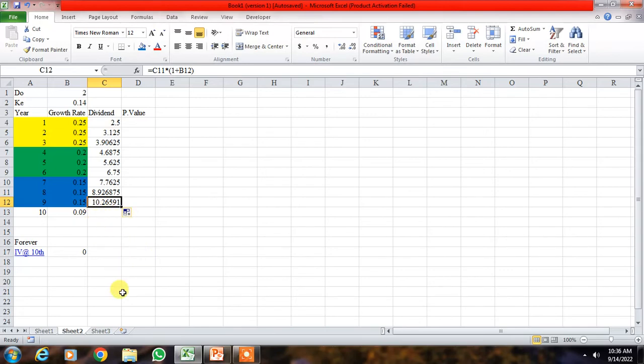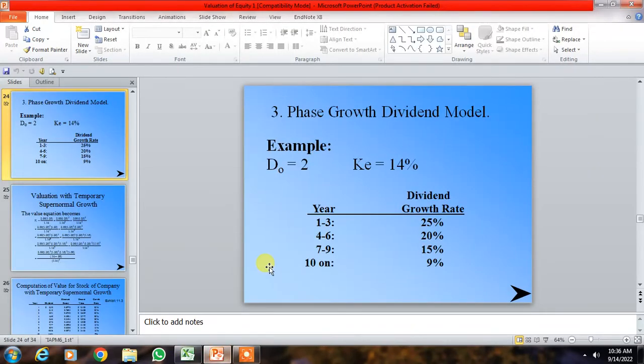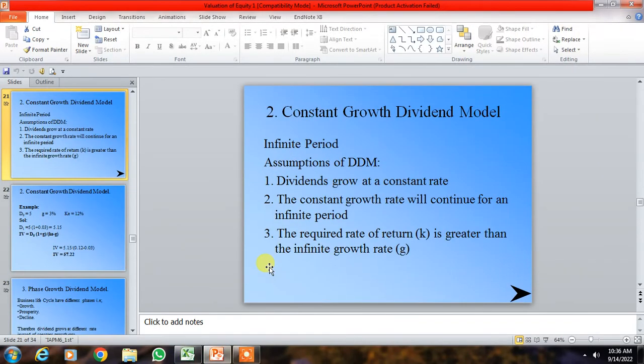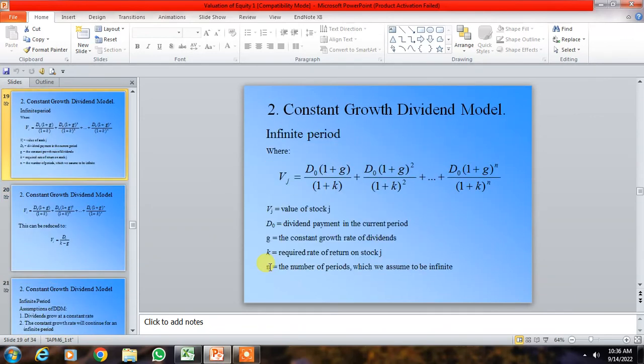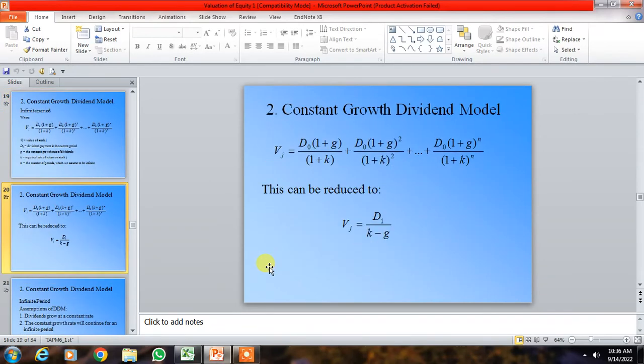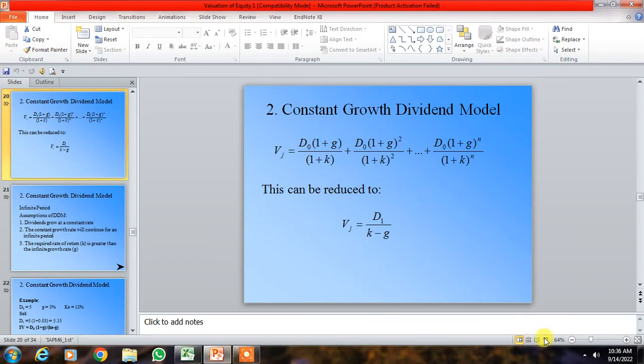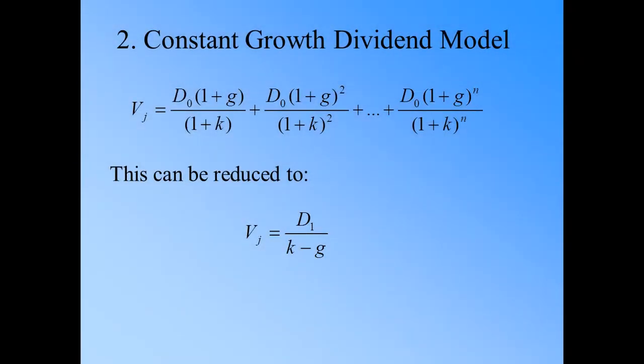So this is a long process. In an earlier slide we learned that you can find out the present value of the expected cash flows if the dividend is increasing at a constant rate. So in this case, now the dividend is increasing by 9% forever.